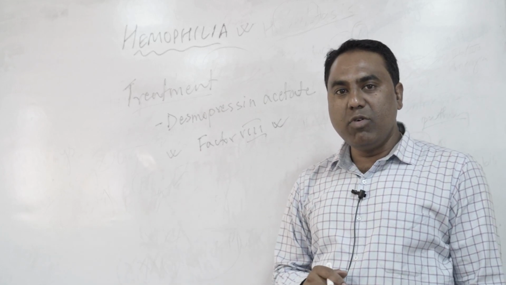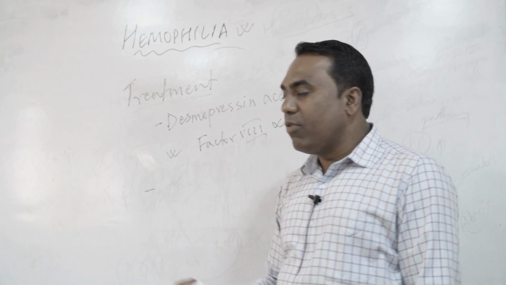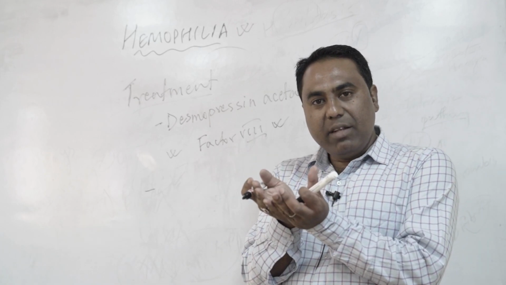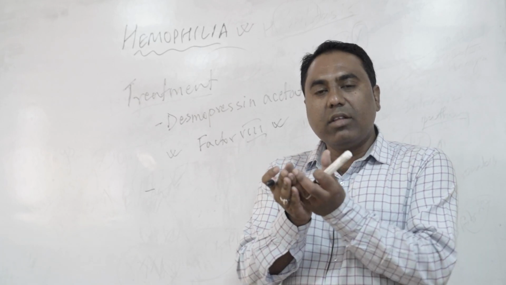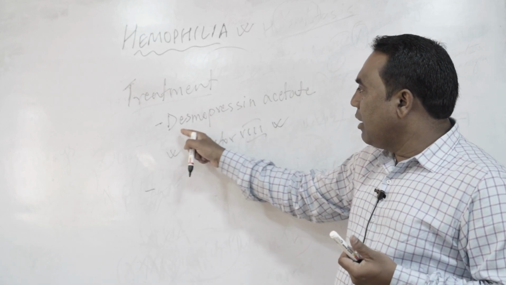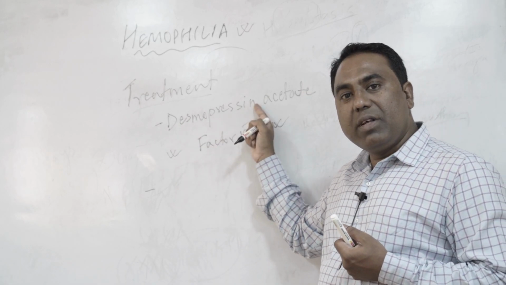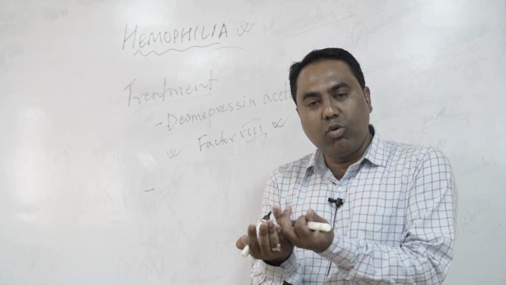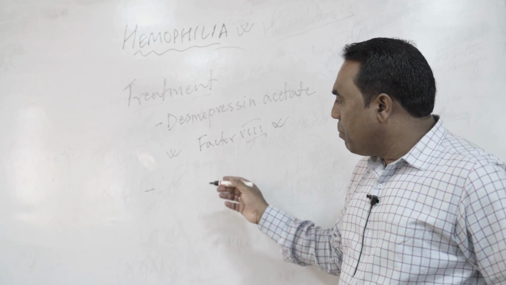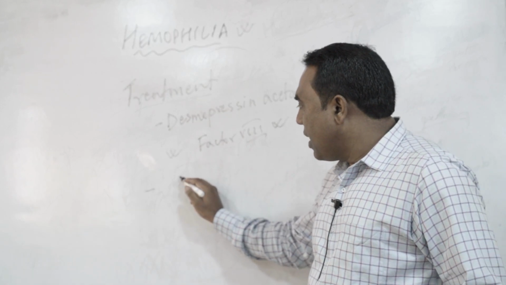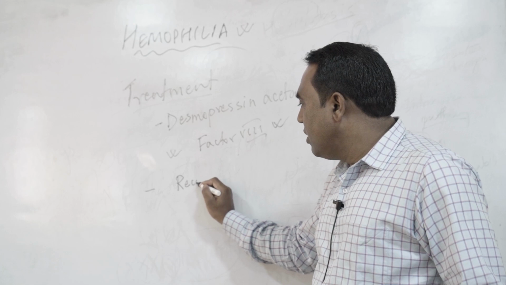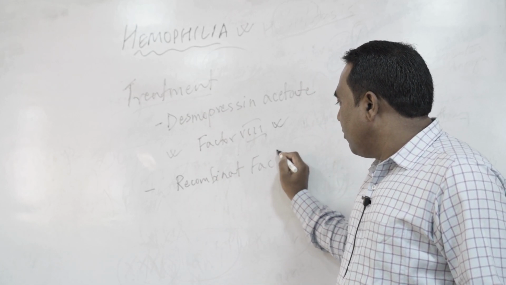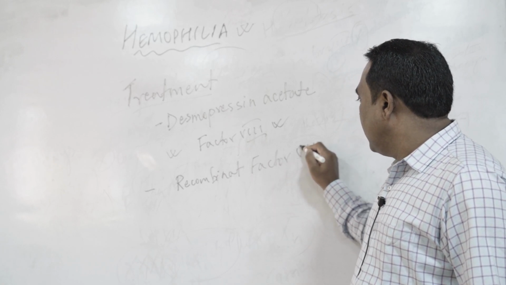But in case of severe hemophilia, what happens? Normally factor 8 is not being produced, not being synthesized at all. Then what do we do? We cannot just administer desmopressin to that patient, because there is no storage site for factor 8 to get released in those individuals. So we prepare the recombinant type of factor 8 manually in the laboratory.